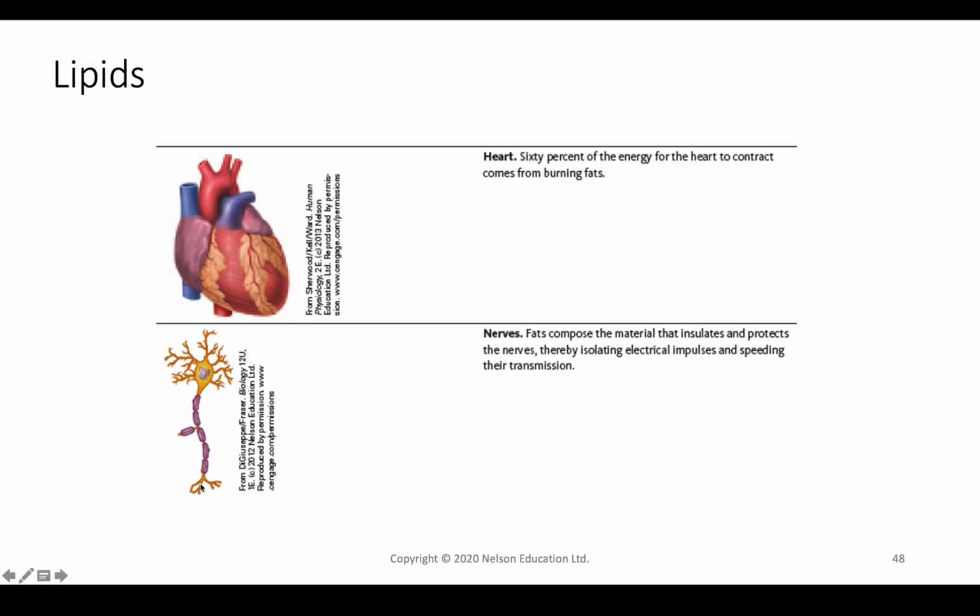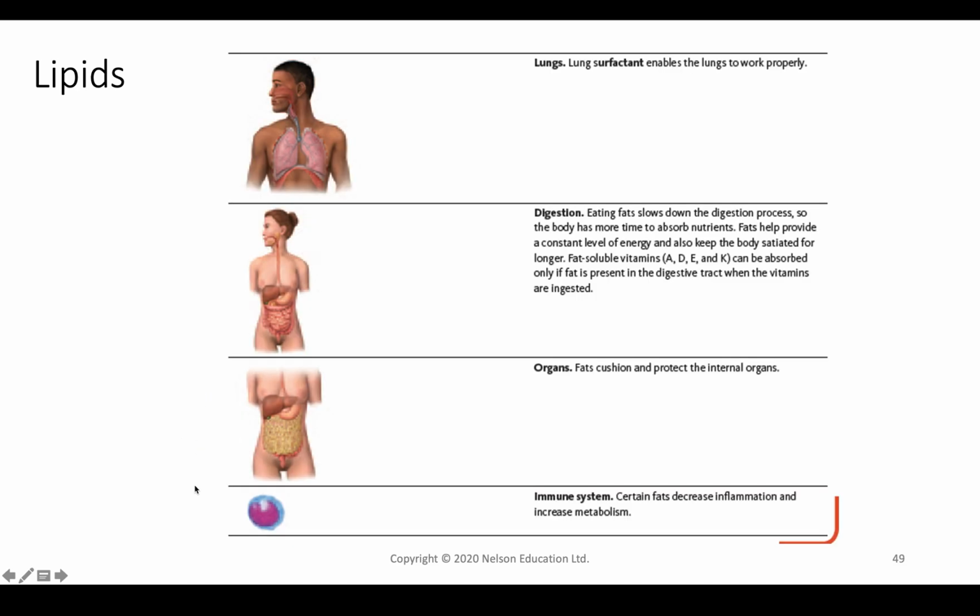So basically, my point being that we have an electrical impulse that's starting here and is ending there, right? And it's basically like having one long extension cord, the extension cord being wrapped in that orange layer, right? It's going to have regions that are going to block that electrical impulse to allow the electricity to get from here to there without leaking out. So fats are going to comprise the material that insulates and protects these nerves, isolating these electrical impulses, and also speeding up their transmission from point A to point B.